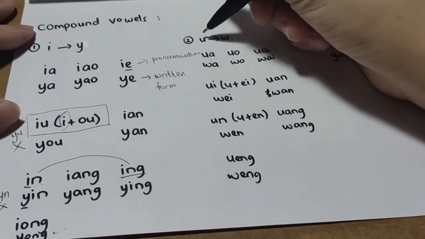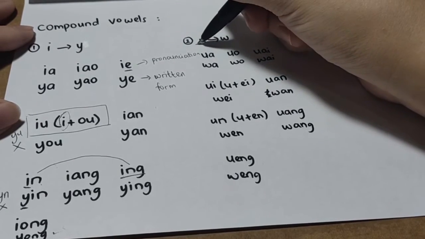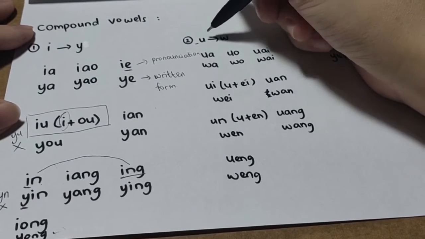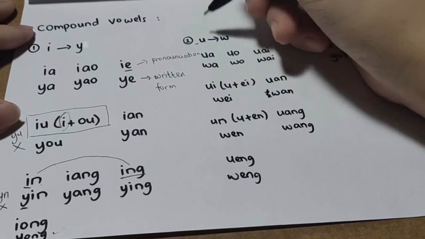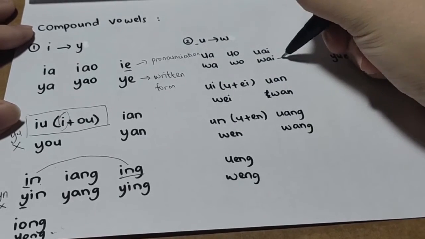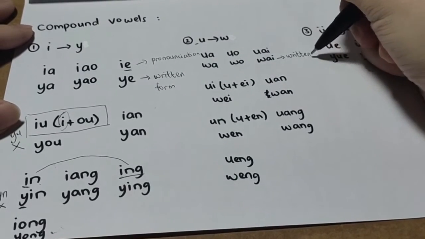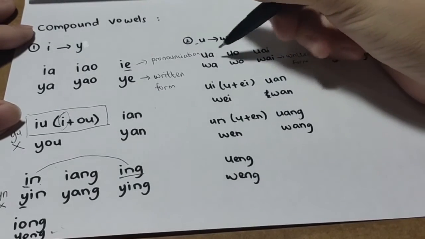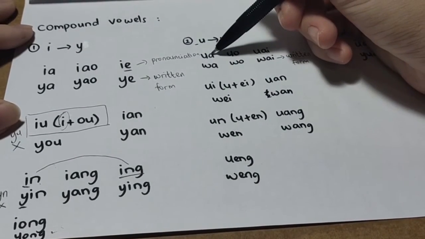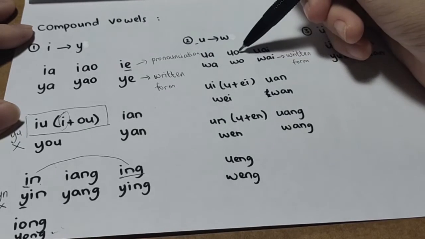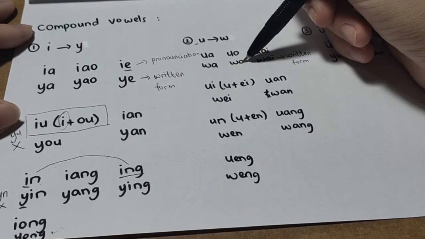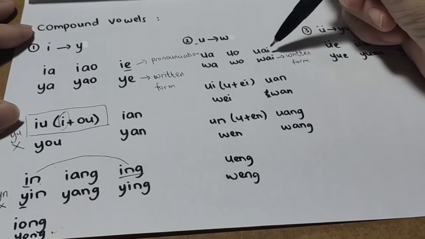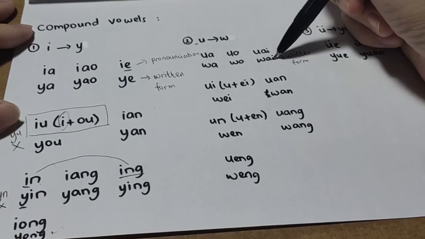The second one is when there is no consonant in front of U, we change it into W, but we still pronounce it as U. Remember, this part is the written form. We still pronounce it as the upper part. Wa, wo, why.